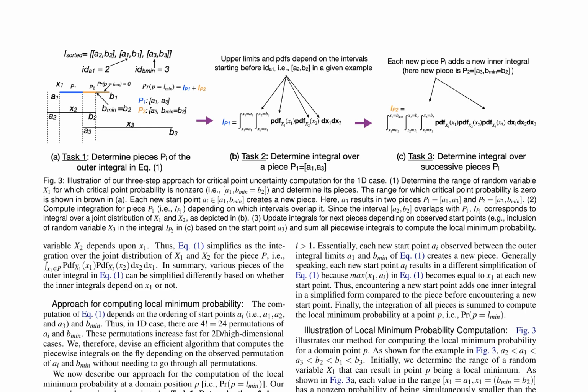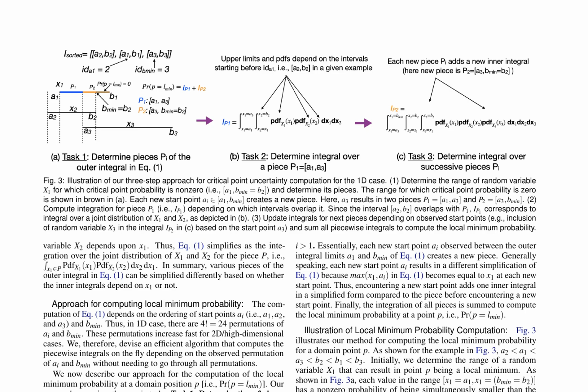The first step involves determining the range of the random variable x1 for which the critical point probability is non-zero, and dividing it into pieces based on the start points I. This process is illustrated in Figure 3, where the range, A1, BMIN, is divided into 2 pieces P1 and P2 based on the start point A3. Each piece corresponds to a specific interval of x1 values, and the start points I serve as boundaries between these intervals. The second step computes the integration for each piece, depending on which intervals overlap with it.